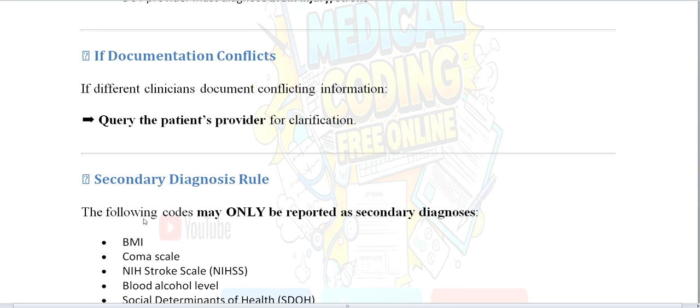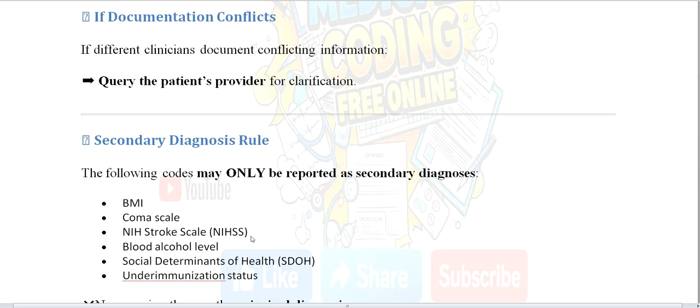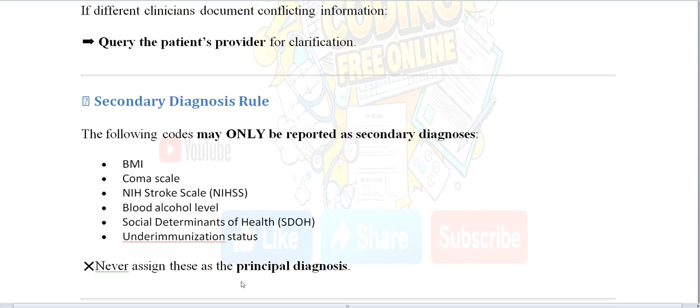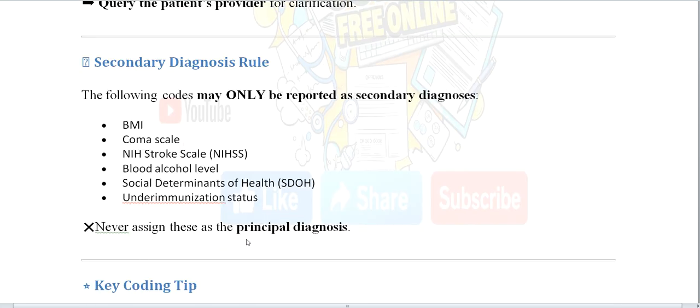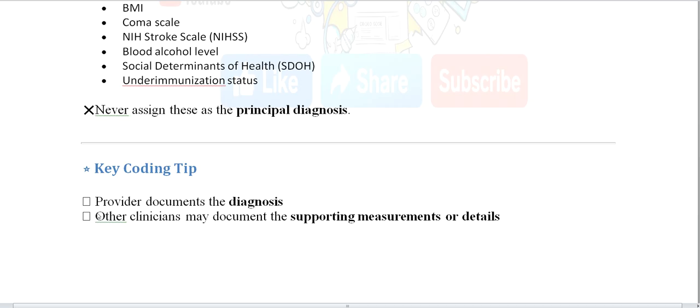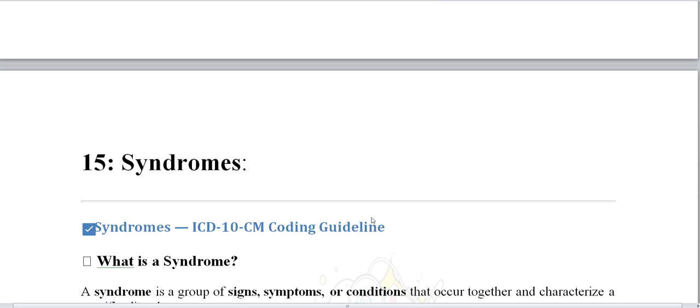Secondary diagnosis rule. The following codes may only be reported as secondary diagnoses: BMI, coma scale, NIHSS stroke scale, blood alcohol, social determinants of health, and underimmunization status. Never assign these as principal diagnoses. Coding tip: the provider documents the diagnosis. Other clinicians may document the supporting measurements or details.